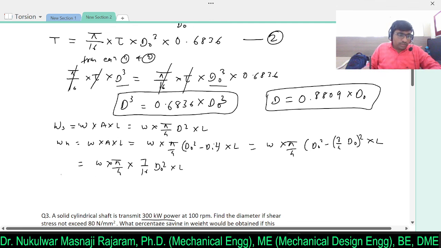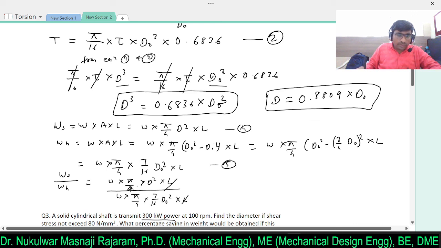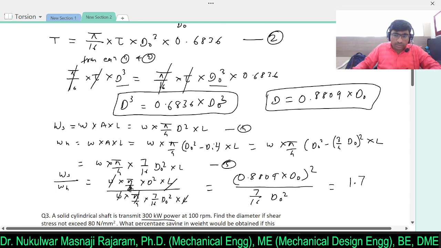Now they are asking about the ratio, Ws divided by Wh. It will be equal to W into pi by 4 into d square into L divided by W into pi by 4 into 7 by 16 do square into L, from equation 4 and equation 5. L will get cancelled, pi by 4 will get cancelled, W will also get cancelled. Now I have the equation d equal to 0.8809 do, so I will write that in the expression: (0.8809 into do) whole square divided by 7 by 16 do square. This do and this do will get cancelled, then I will get the ratio of the solid shaft to the hollow shaft, which will be 1.77.